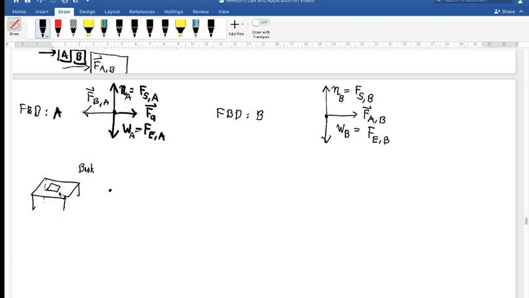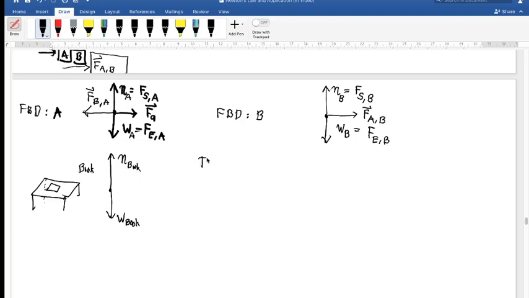So since it's at rest and there are no applied forces, what are the forces? So of course the weight. We know that the weight of the book. What else? Of course the normal force, which is the force acting on the book by the surface. Okay, book. That's all. Then we are done.